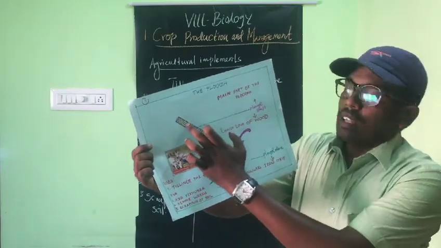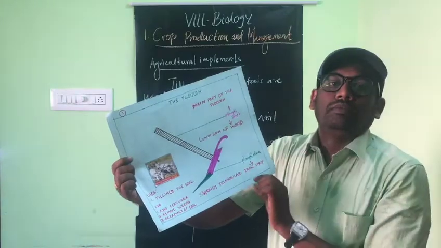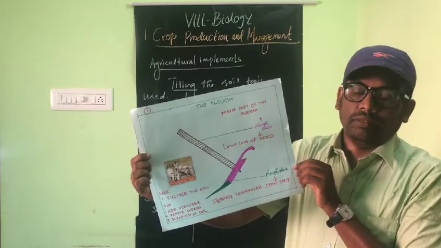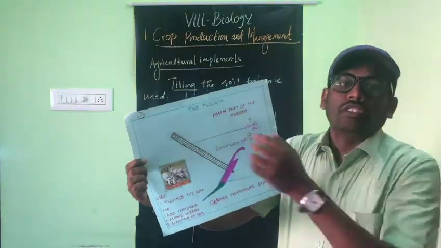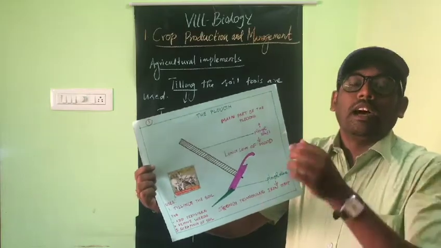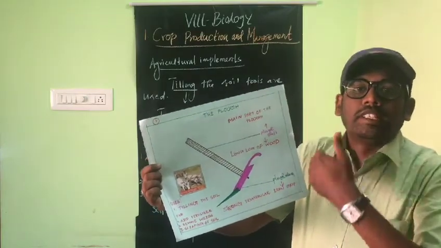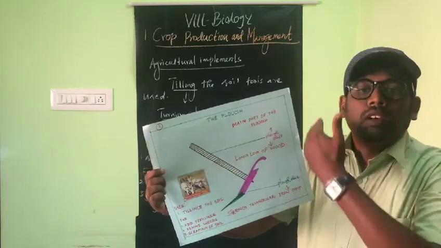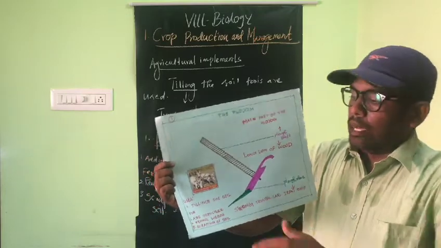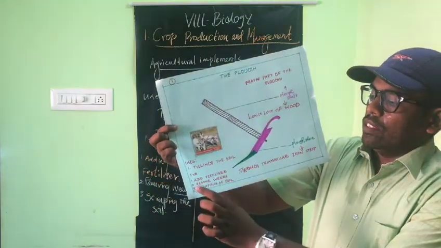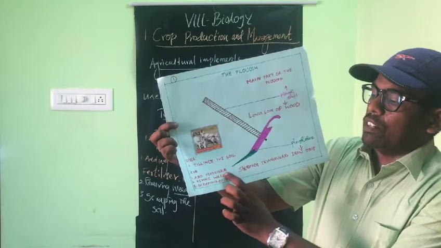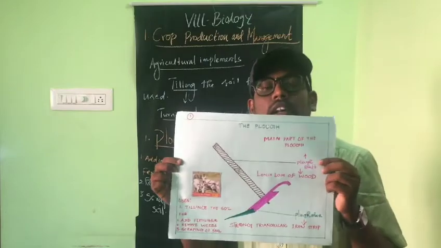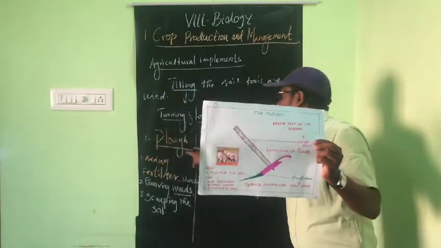This end is attached to bulls or other animals like horses or camels, and it is driven by a man. So what happens when it ploughs? At that time it is tilling the soil. It helps to add fertilizer, remove weeds and scrape the soil. These things happen with the help of the plough.